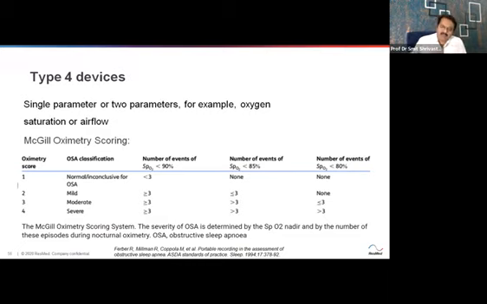But if they pick up something, then we have to subject these patients to further type 1, 2, or 3 device studies. So here a single parameter or 2 parameters are taken, either oxygen saturation or airflow, or both of them are done. And again, in the same way, the number of events and the drop in saturation, lesser than 90, lesser than 80 or 85, are taken, and we define OSA based on the number of events. If it is lesser than 85, it becomes moderate. If it is lesser than 80, it becomes severe.